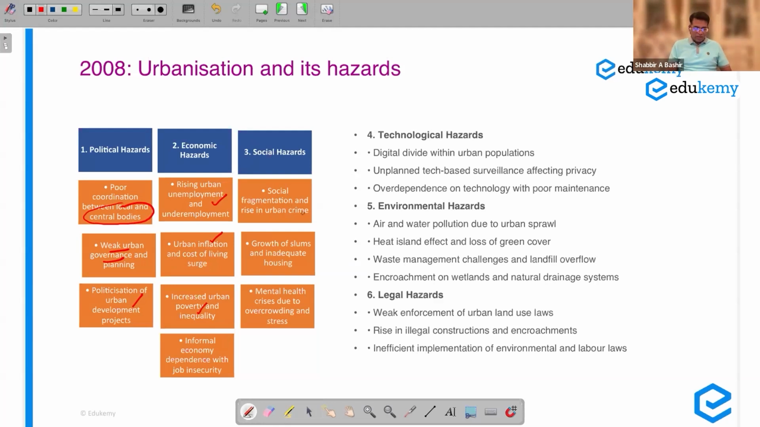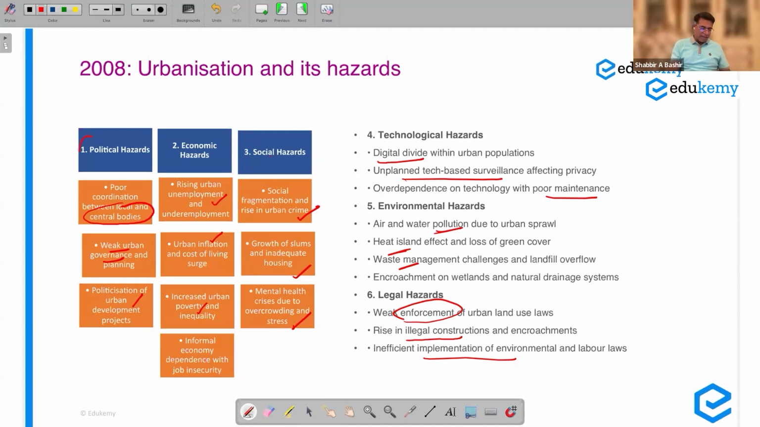The social aspects include crime problems, housing problems, crowding problems. The technological aspects: the digital divide, unplanned tech-based surveillance affecting privacy, poor maintenance of the technological infrastructure. Environmental problems around pollution, heat island, waste management, and the legal issues around weak enforcement, rise of illegal constructions, inefficient implementation of environmental laws. So I'm assuming your GS will come very handy here.